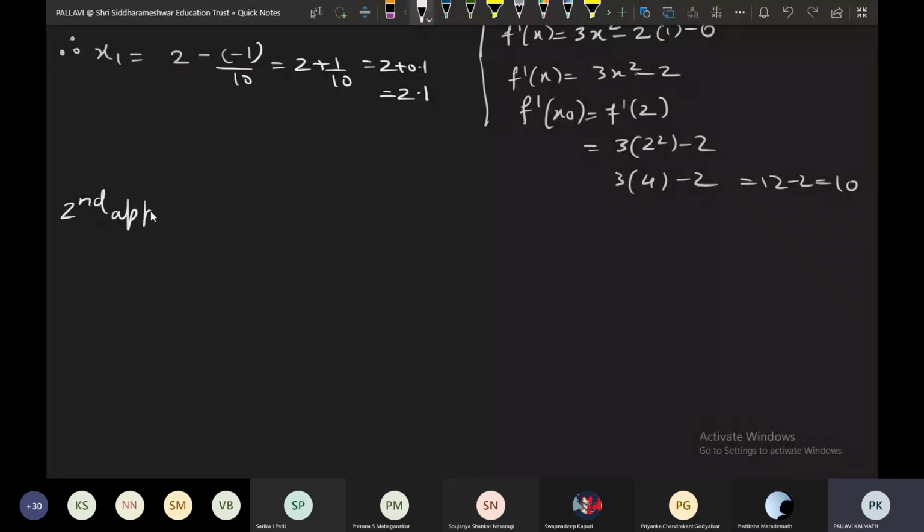So we write it as the second approximation. So write the formula for x2: x1 minus f of x1 divided by f dash of x1. Okay, so again you require f of x1 also, no? Yes, you require. 2.07, ma'am. Okay, so let me find f of x1.